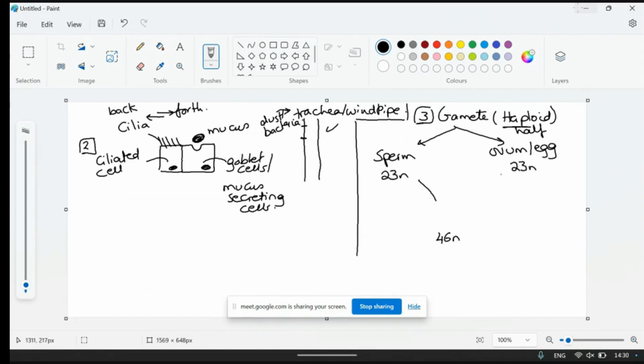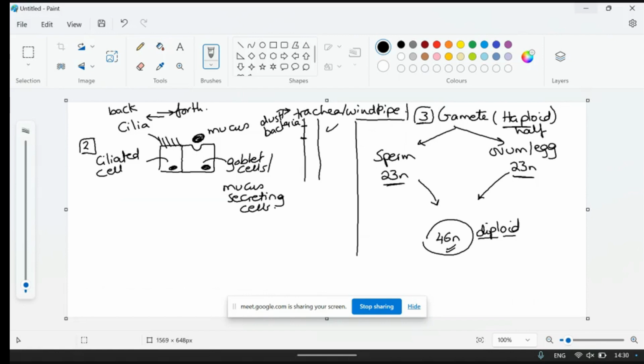If they are going to join together during fertilization, they will form the first cell of the baby, which is a diploid cell. What do I mean by the word diploid cell? It means a cell containing double the number of chromosomes compared with the sperm and the egg cell. Okay, and they will form the first cell of the baby that will grow after these stages, but reproduction we're going to take later.